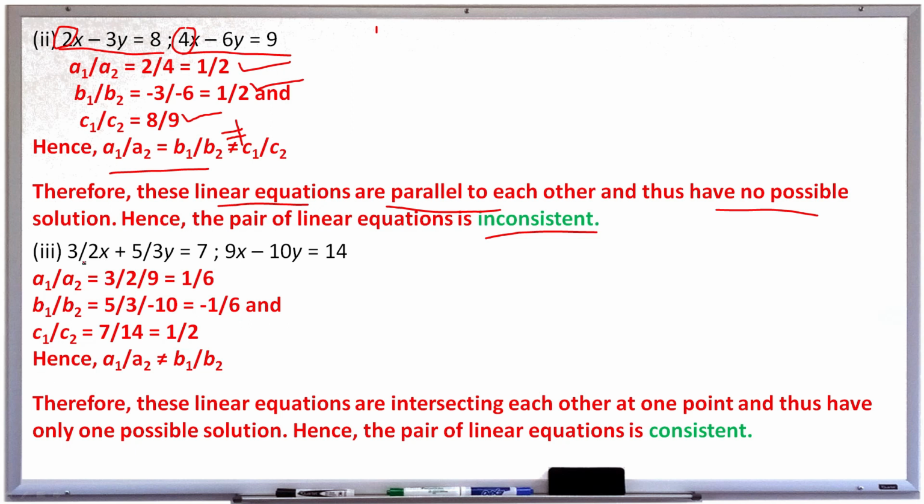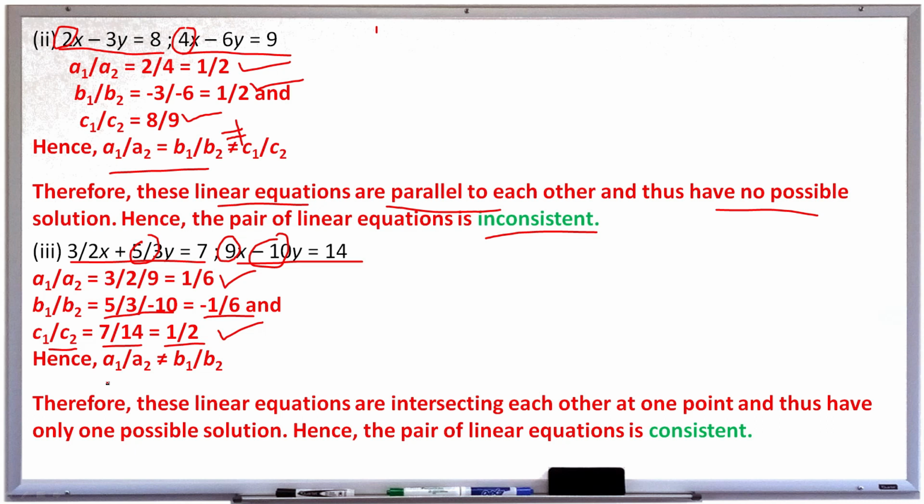Third one, 3/2 x plus 5/3 y is equal to 7 and 9x minus 10y is equal to 14. Two equations are given. Now a1/a2, a1 is 3/2 and a2 is 9. When you simplify you will get 1/6. b1/b2 is 5/3 and minus 10. When you put this value you will get minus 1/6. Third one, c1/c2 is 7/14, you will get the value 1/2.